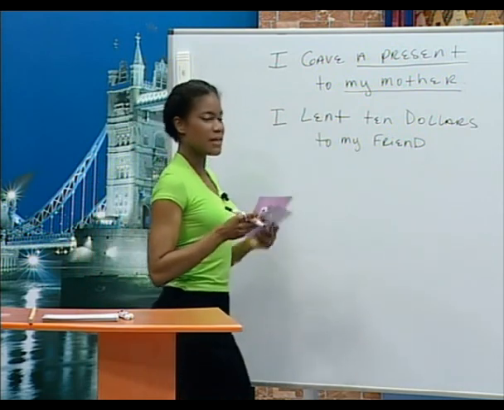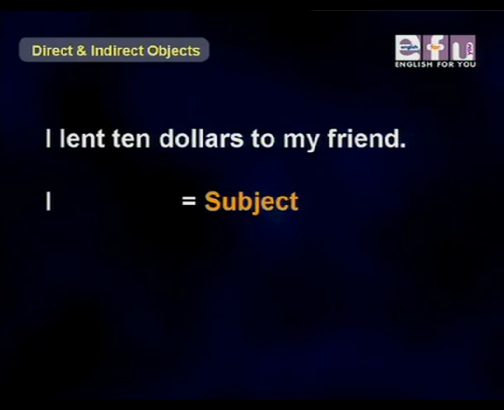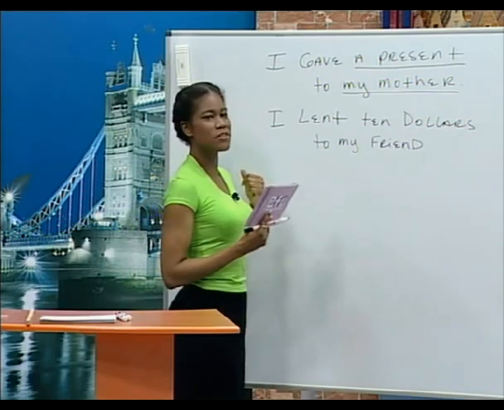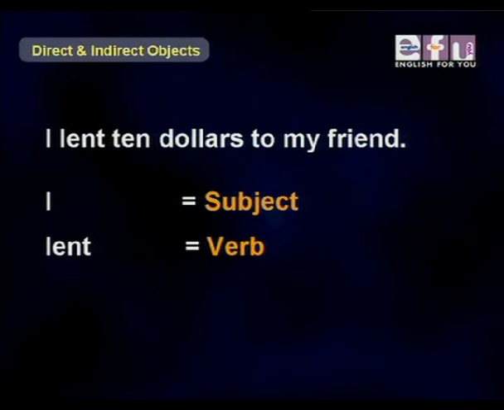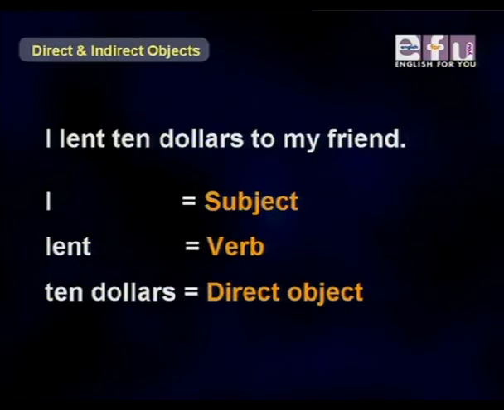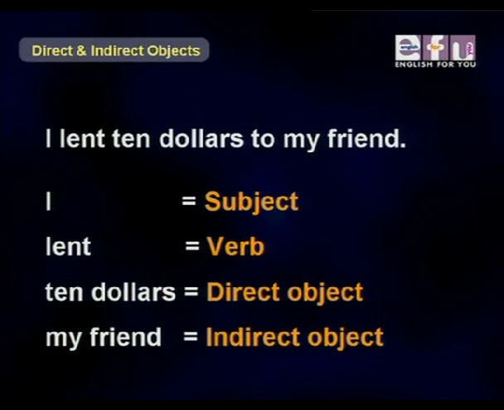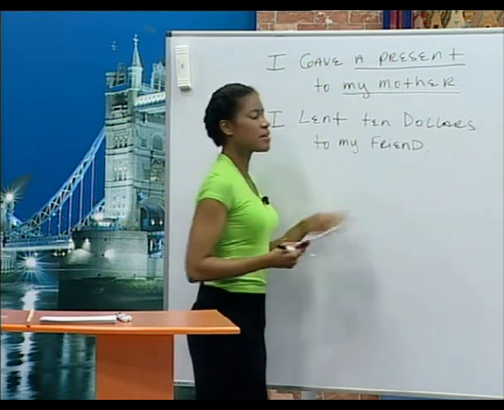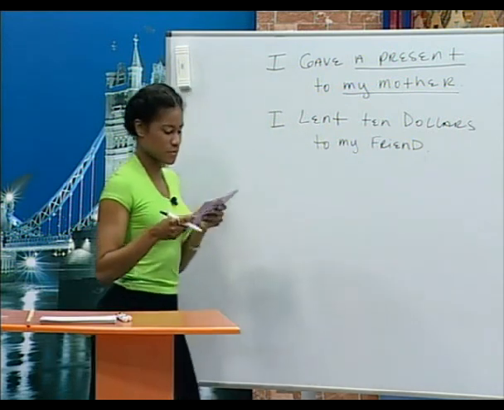Okay, Anna, you start. I is the subject. Good. I is the subject. Alberto? Lent is the verb. Lent is the verb. Good. Sylvia? $10 is the direct object. $10 is the direct object. Keep going, Sylvia. My friend is the indirect object. Good. My friend is the indirect object.